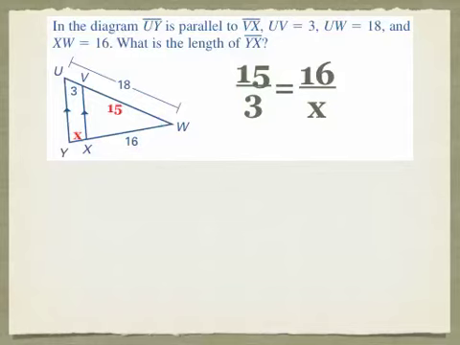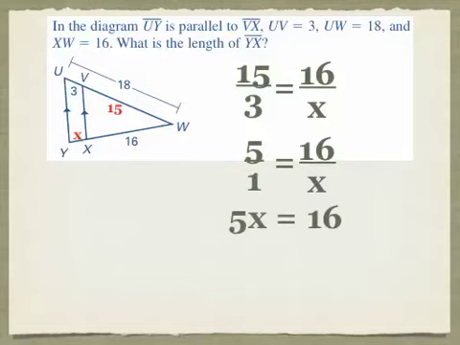I'm going to go ahead and simplify. 15 over 3 can be simplified as 5 over 1. You don't have to do that step. You're not going to wind up with the wrong answer if you don't. I just did because it'll keep my numbers smaller, which is kind of nice. When I cross multiply, I get 5x equals 16. Regardless of how you set this proportion up, depending on if you simplified or not, you should get something like 5x equals 16. And when you divide both sides, your final answer should be 3.2. So the length of YX is 3.2 units.